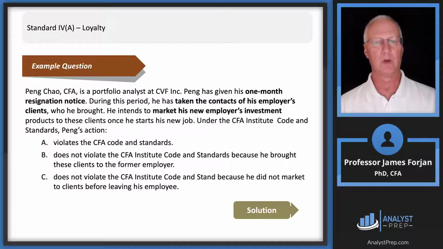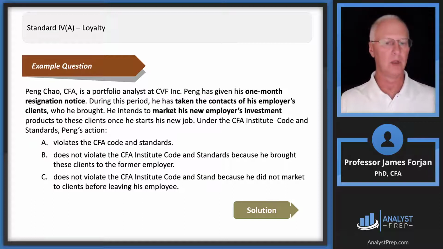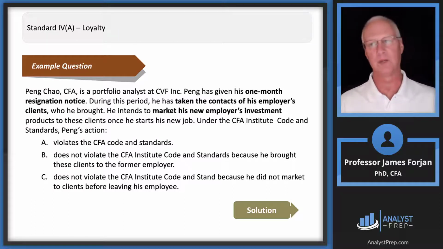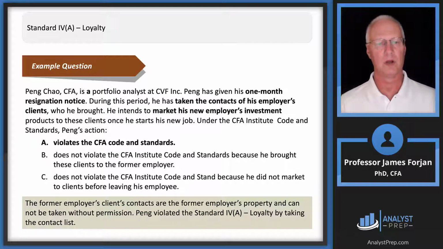Take a look at an example question here. One month resignation notice. He has taken the contacts of his employer's clients, which he had brought with him. He intends to market his new employer's investment products to these clients once he starts a new job. Let's see, what has happened? And I've said this to you before: a lot of these questions are going to be, no, there was not a violation, or yes, there was a violation because of this, or no, there was a violation because of that. And so this one ought to be an obvious one. This is an easy one. Of course, this is a violation of the code and the standards, taking property without permission.